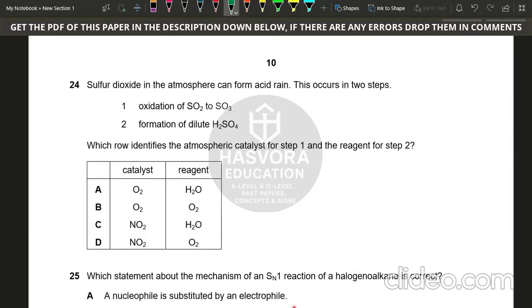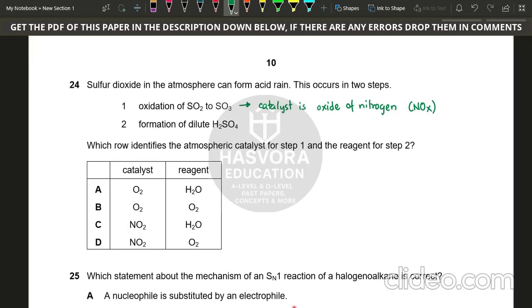Now question number 24 says sulfur dioxide in the atmosphere can form acid rain. This occurs in 2 steps. First of all is the oxidation of sulfur dioxide to sulfur trioxide, and then the second is the formation of dilute H2SO4. So identify the atmospheric catalyst for step 1 and the reagent for step 2. So you should know that the oxides of nitrogen act as a catalyst. Okay, so the catalyst is oxides of nitrogen, NOx. Okay, so it can be any, it depends on the number of oxygens.